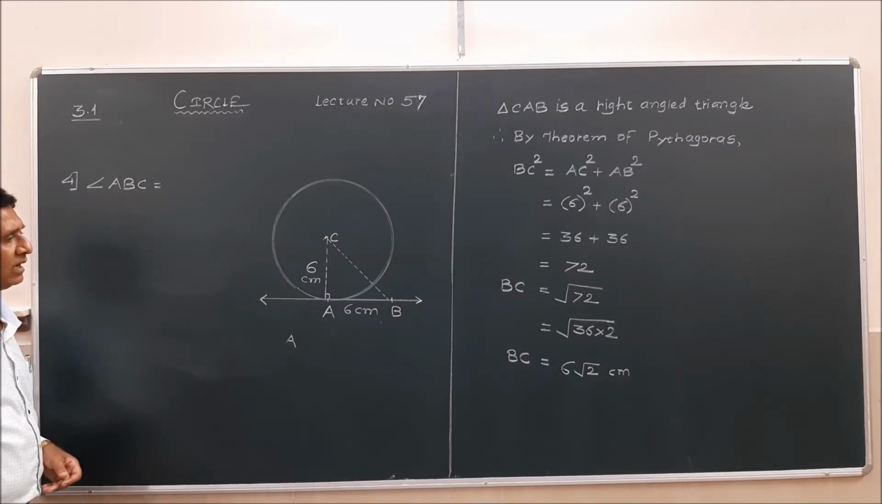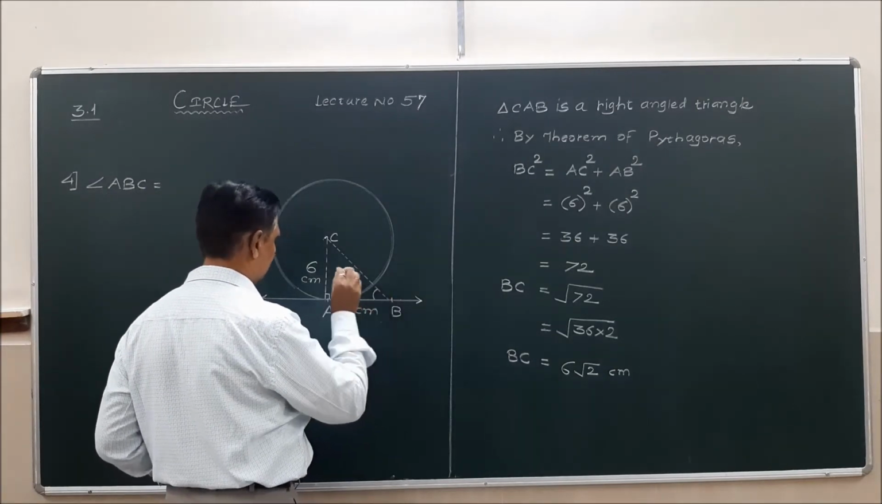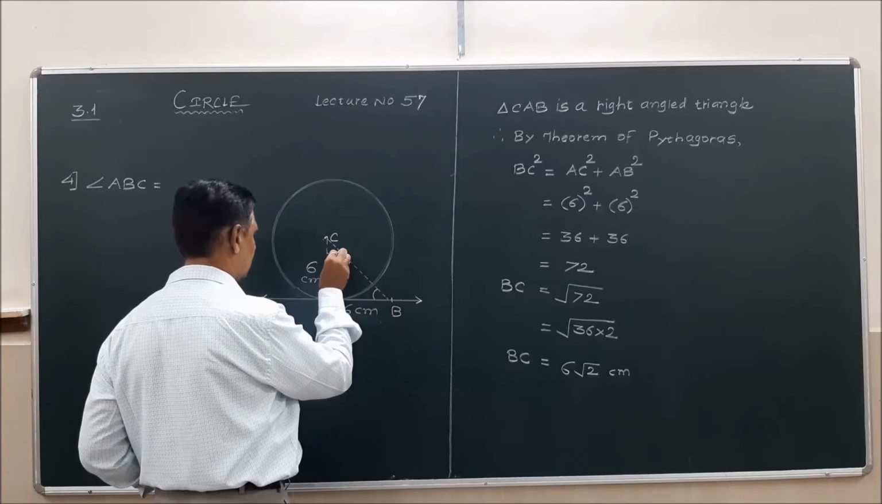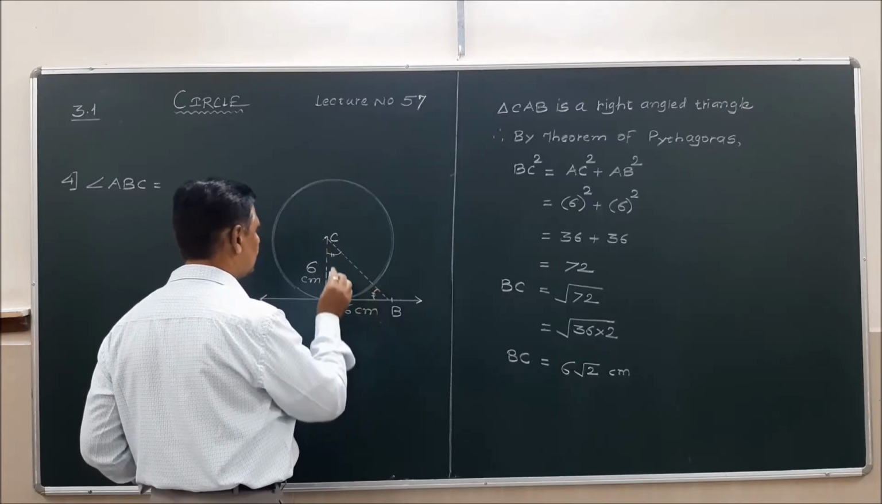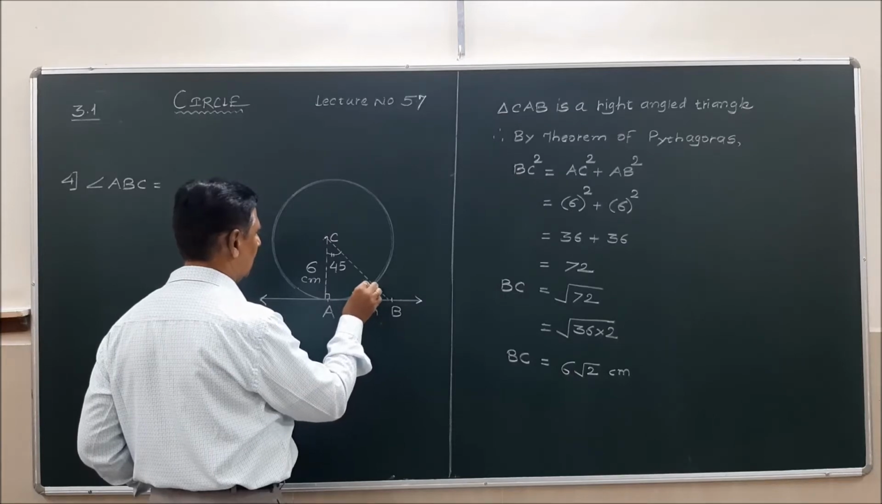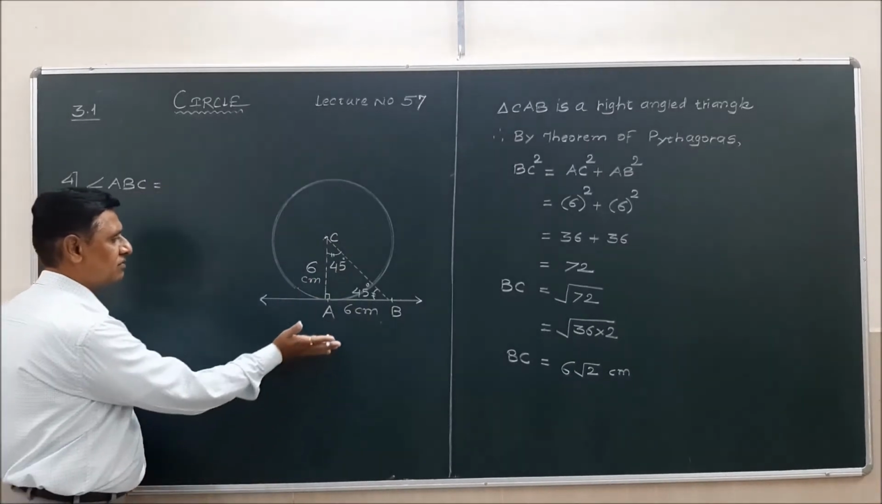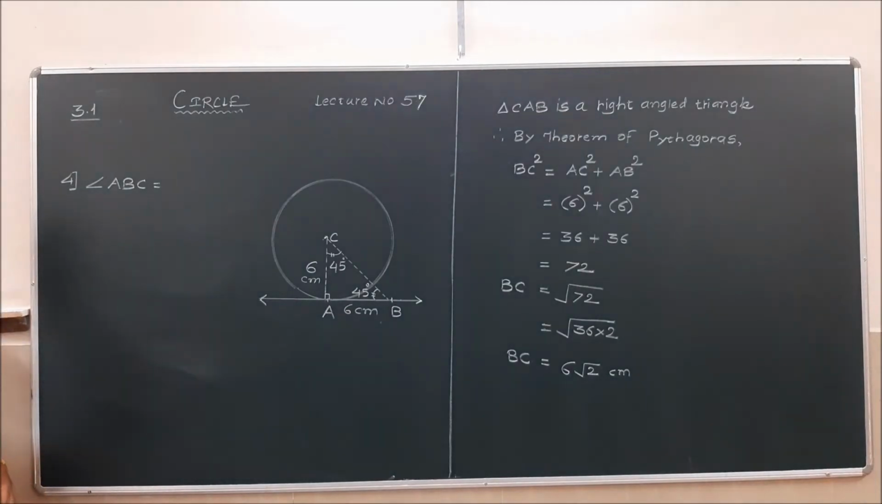Now we have to give the answer of angle ABC. If you think with reference to this question, then you will find these two are congruent angles, and these angles are 45 each. Because if AC is 6, AB is also 6. The triangle CAB becomes an isosceles triangle. So angle ABC is equal to 45 degree. But still I would like to verify the given answer in the textbook. Yes, it is 45.